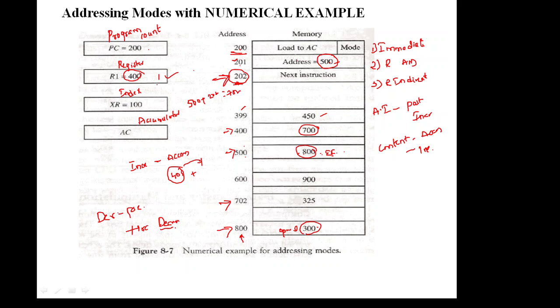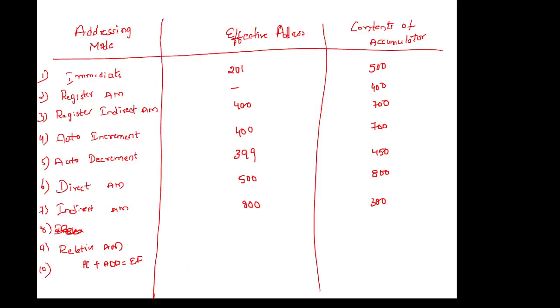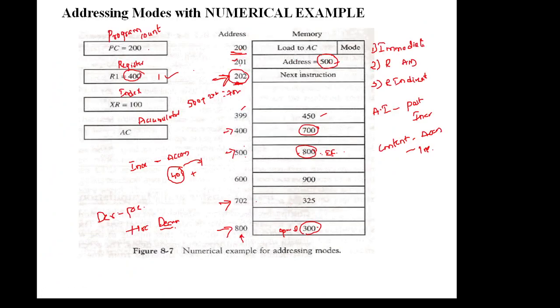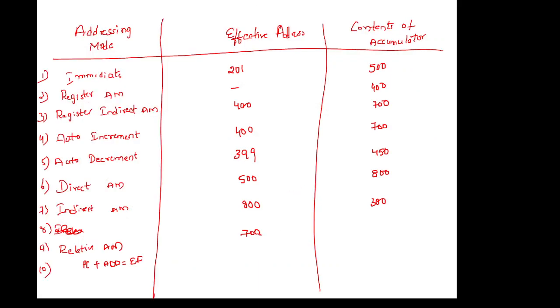So in relative addressing mode, the effective address is 702, and the contents of the accumulator will be 325. So that is the relative addressing mode.